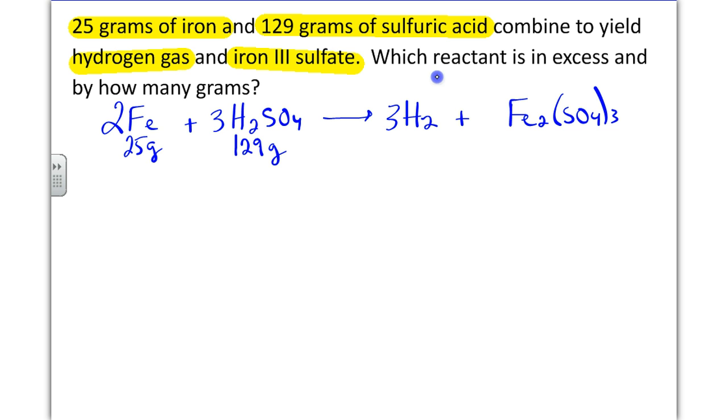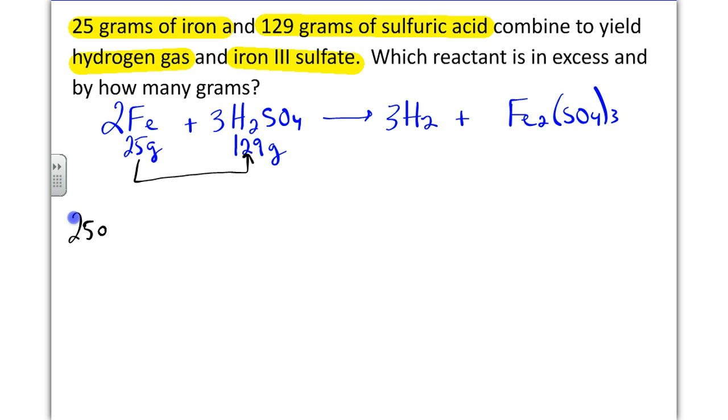So we want to know which reactant is in excess and by how many grams. So we're going to actually stoich from one reactant to the other. It really doesn't matter which one, so you can choose randomly. We'll go ahead and stoich from iron to sulfuric acid. And what I want to determine is, if I start out with 25 grams of iron, exactly how much sulfuric acid is it going to need to react 100% to use up all 25 grams of my iron.